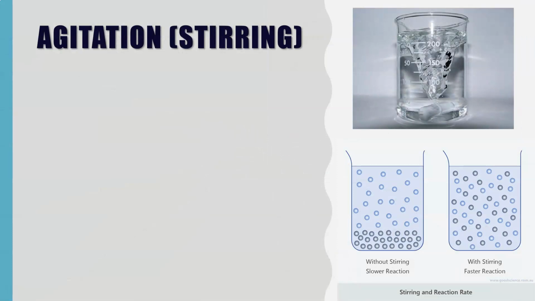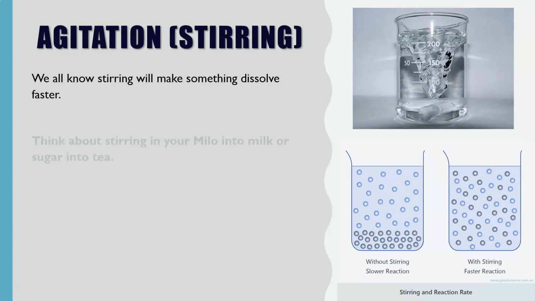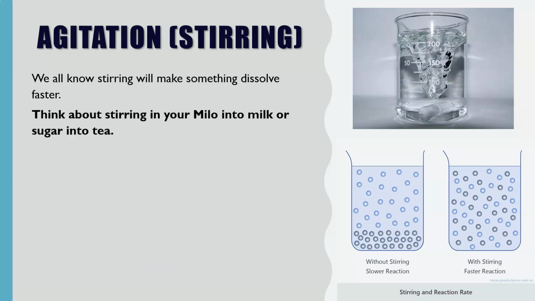Okay, so now thinking about our third point. So we've done temperature, we have done concentration, we're now looking at agitation, so stirring. We all know that stirring will make something dissolve faster. Think about stirring your Milo into your milk or sugar into the tea. If you stir it, then it dissolves faster. Whereas if you don't stir it, it doesn't dissolve as quick or stays at the bottom.